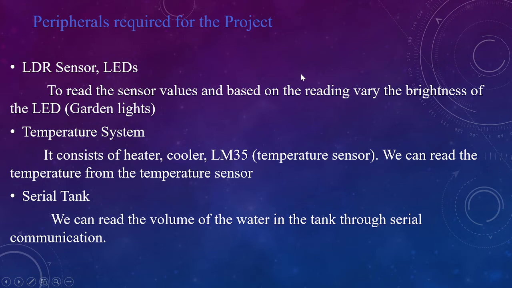These are the peripherals used in this project. LDR sensor is used in garden lights, as it is a light dependent resistor. Temperature system consists of heater, cooler and temperature sensor, the LM35 sensor. Serial tank: we can read the volume of water in the tank through serial communication.